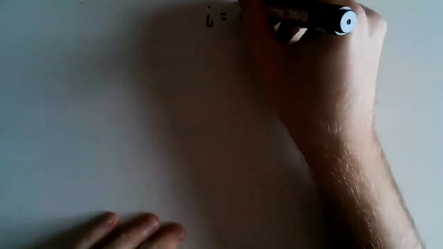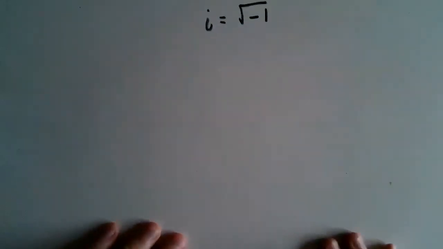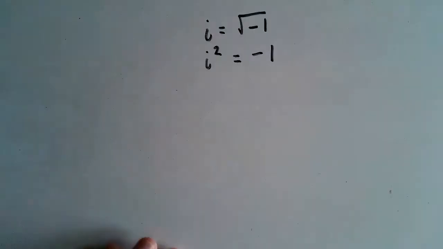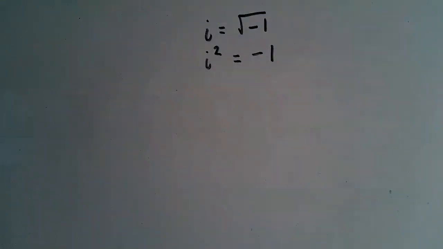So the first thing I want to remind you was that i, the imaginary number, was square root minus 1. So that means that i squared must be minus 1. So we're going to use that. So I'm going to try and leave it there. I've got enough space.